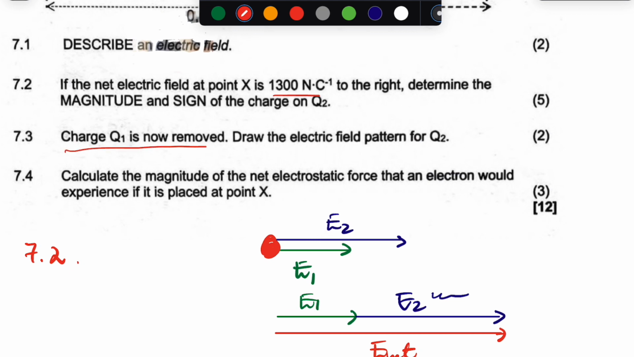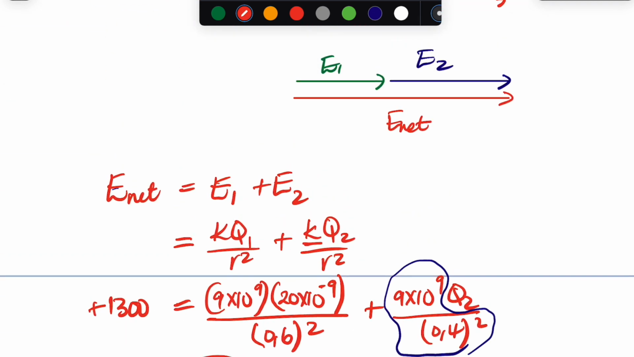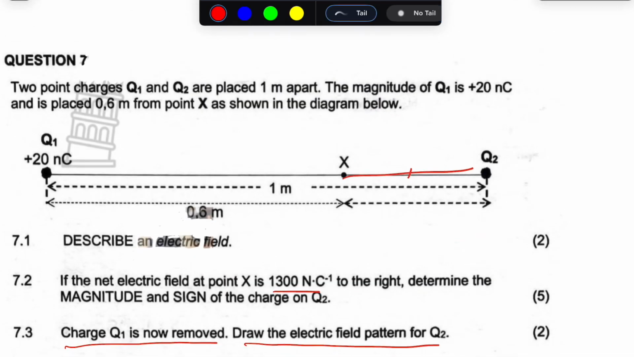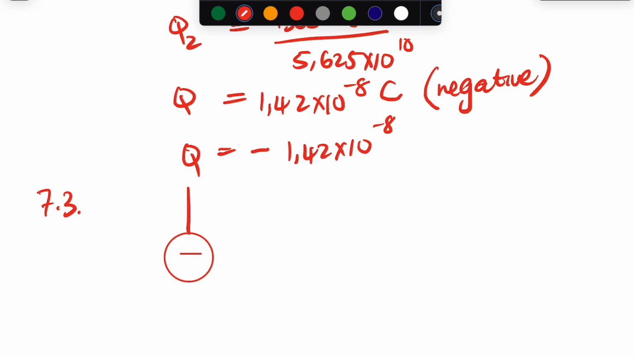It says Q1 is removed. Now draw an electric field pattern of Q2. I'm not good at drawing. This is 7.3. This one is removed. Now you are only left with this one. Basically, they said draw an electric field pattern of Q2 only. So here's a charge and it's negative. And we know for the negative, the electric field lines are going towards it.